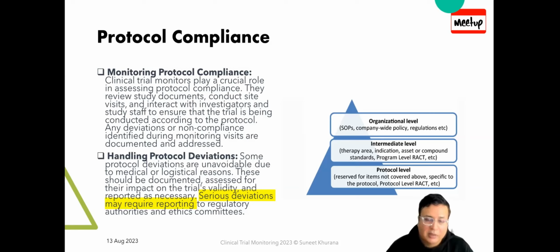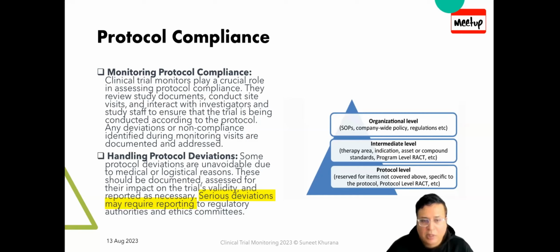So they will review the deviation, they will come back, and then they will tell you what exactly is required, like what the corrective and preventative action CAPA plan should be. So whenever a deviation happens, the site has to prepare a CAPA, a corrective and preventative action plan, to ensure that it doesn't happen again in future.